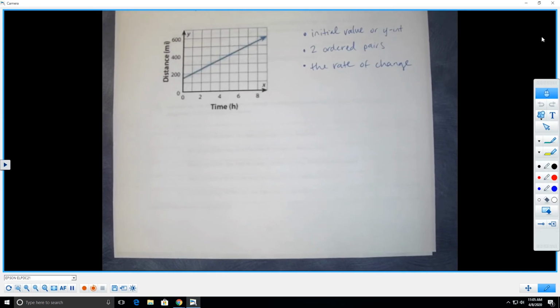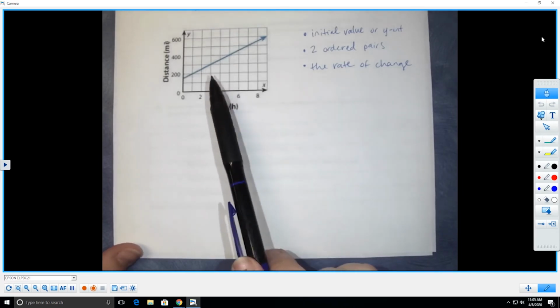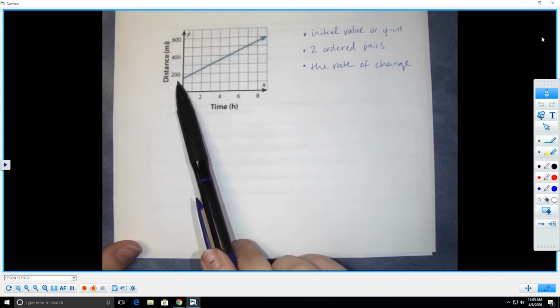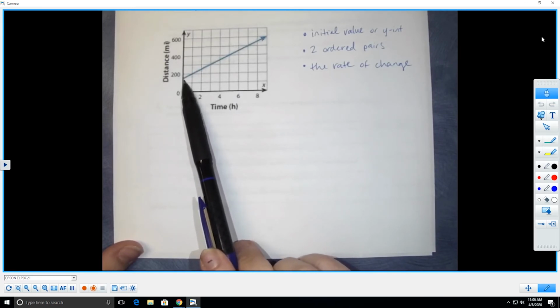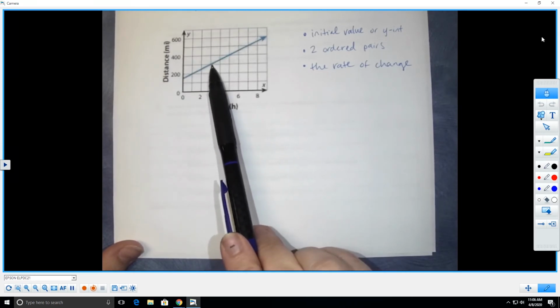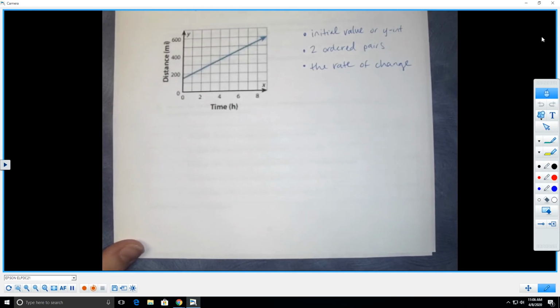Okay, now I'm going to point some things out on the graph and check your thinking with mine. So if I'm looking for the initial value or y-intercept, visually estimating, it looks like it would be about 150, knowing that this is at 300.